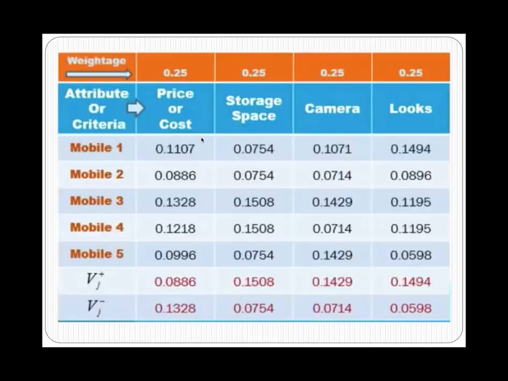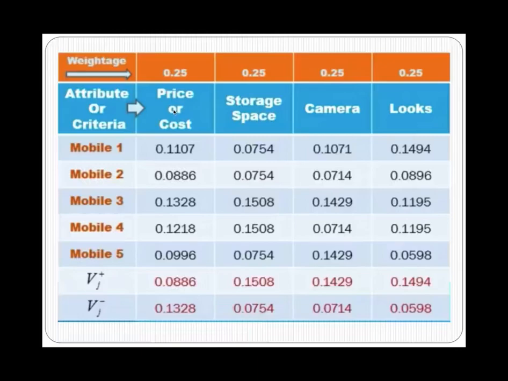Okay, so in the weighted normalized matrix which we just had, we solve for each column Vj plus and Vj minus. Vj plus means ideal best value. So let's look at storage space first. In storage space, what will be the best value? It will be the maximum, so 0.1508 is the maximum. What will be the worst value? It will be the minimum, 0.0754.